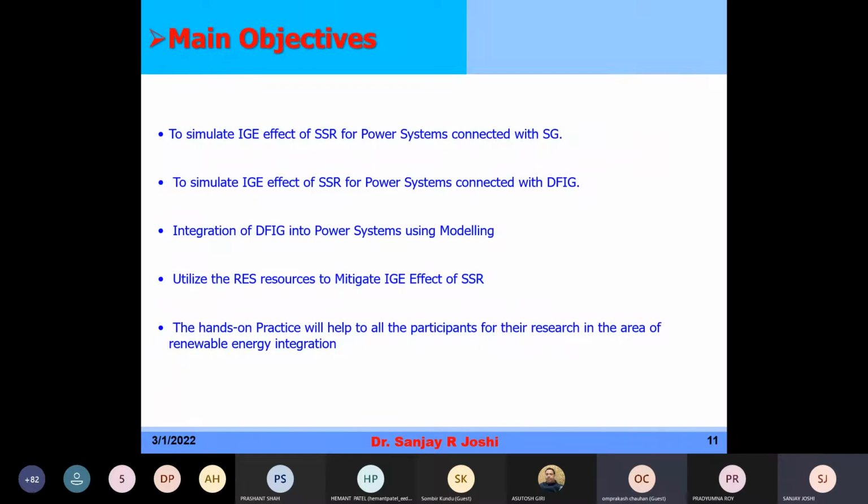Now the objective of this presentation is to simulate the IG effect of SSR for a power system connected with SG, that is a synchronous generator. Then we will see the IG effect of SSR for a power system connected with DFIG, right? And then integration of DFIG into the power system using modeling, right? That we'll see, and then we will see how we can mitigate the IG effect of SSR using RES.